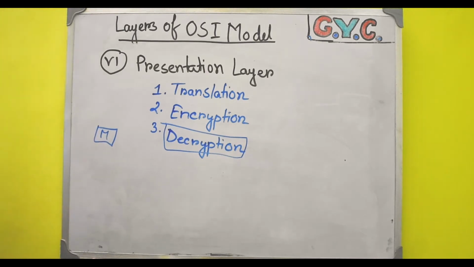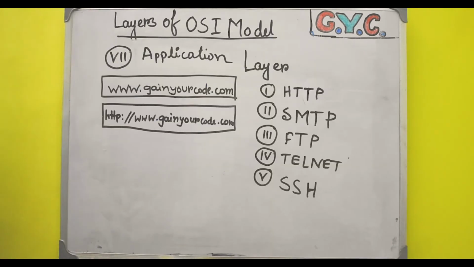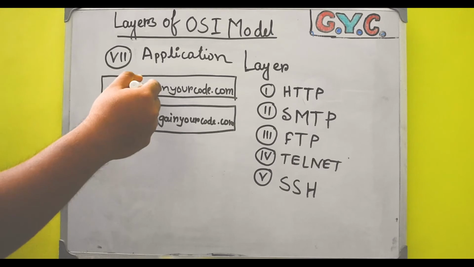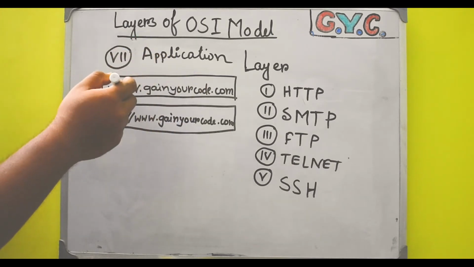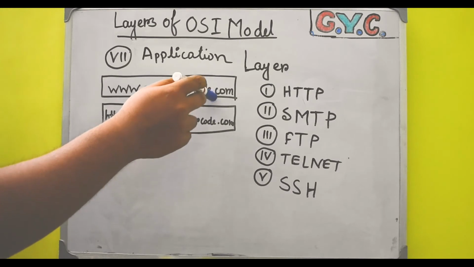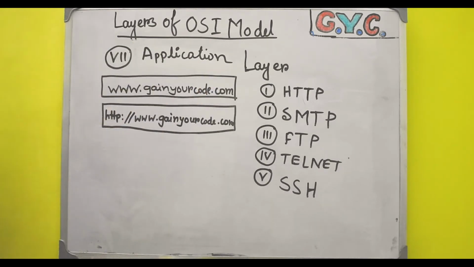So what happens there? Let's see. Now the application layer. What is there in the application layer? Suppose I ask you right now to search some topics which we have discussed in our website, which is Gain Your Code. What will you do? You will just open Google Chrome and you will write on the search bar Gain Your Code, or better say you will write www.gainyourcode.com. If you notice very carefully, then you will find that you have searched this one.